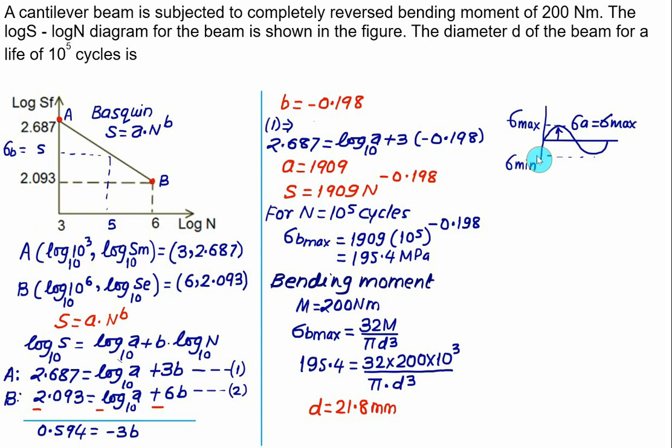Because of completely reverse loading, sigma A will be equal to sigma max, and this value of sigma max will be equal to sigma bending maximum. And in case of bending moment, the maximum bending stress for a circular section is given as 32 M by pi d cube. Hence, we are successfully able to find out the value of diameter equal to 21.8 mm.